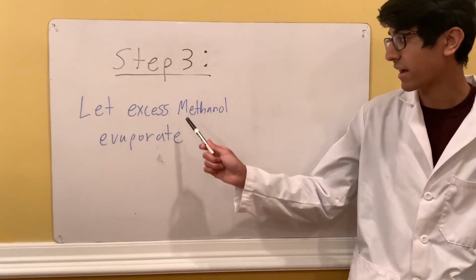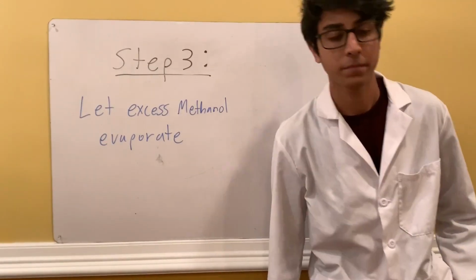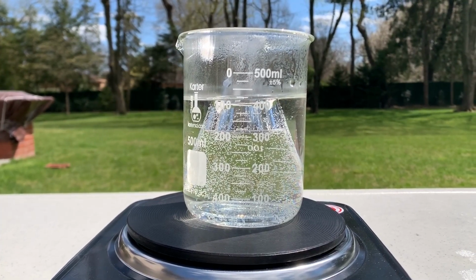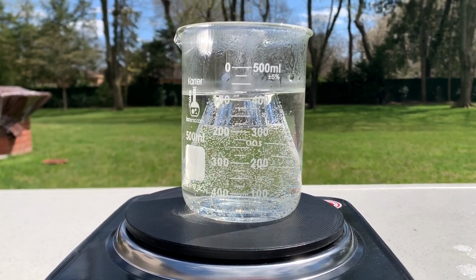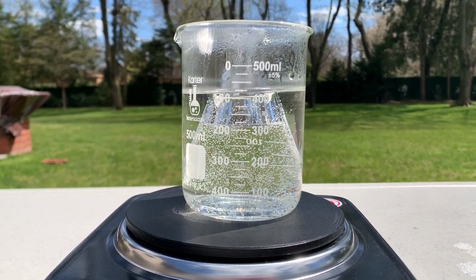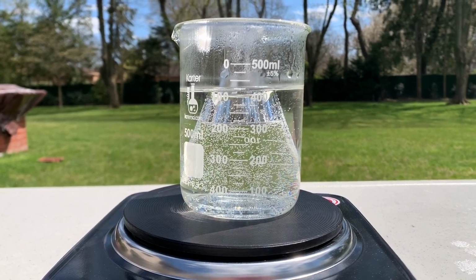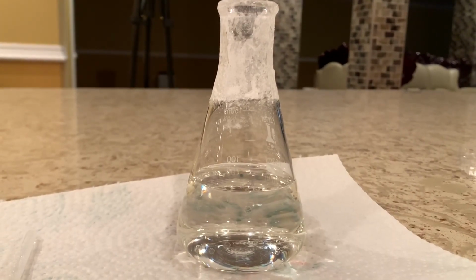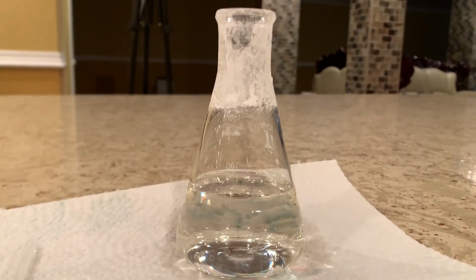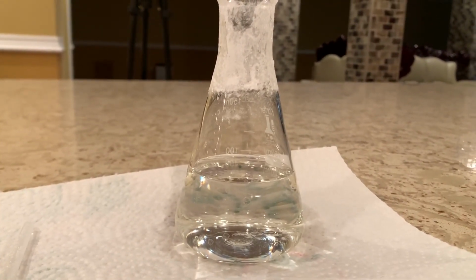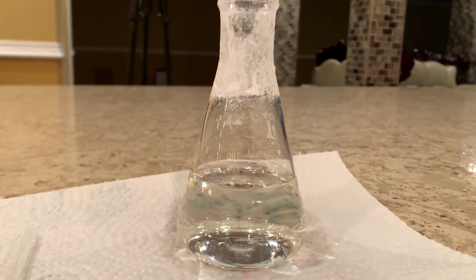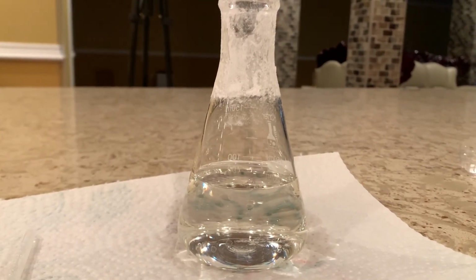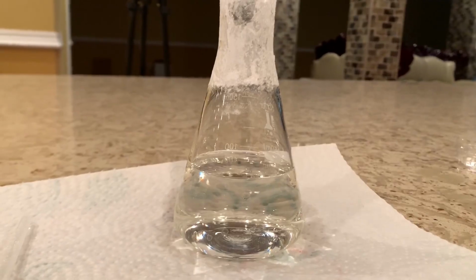Step 3 is to let the excess methanol evaporate. The reaction has been going on for an hour now, and now I'm going to let all the excess methanol evaporate by turning up the heat a little bit. Now that all the methanol has evaporated, we have some crystals that have formed at the top, and we have a final solution, but we still need to separate out the methyl salicylate.